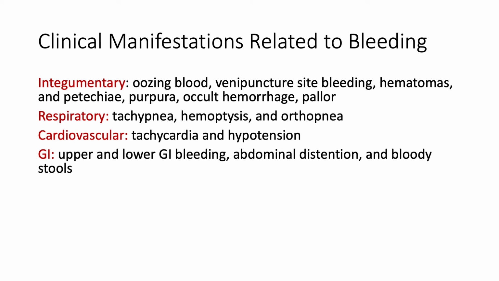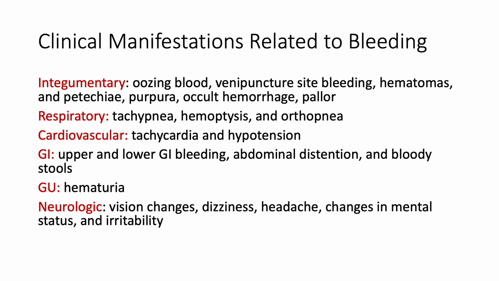And also blood takes up space, so if we have internal bleeding in the GI tract, the patient's belly might be distended and painful. Now moving to our genitourinary system, we might see blood in the urine or hematuria. Just keep in mind, we can have blood in the urine and not actually see it with the naked eye all the time. So this is why a urinalysis is so important.